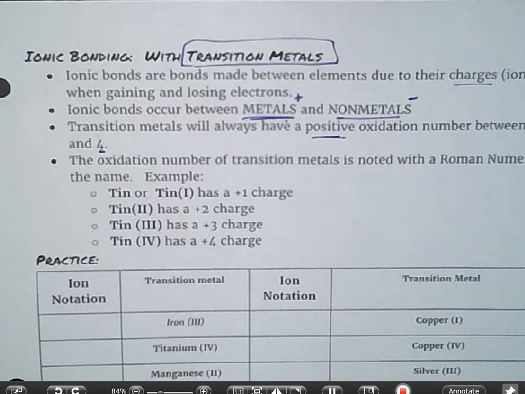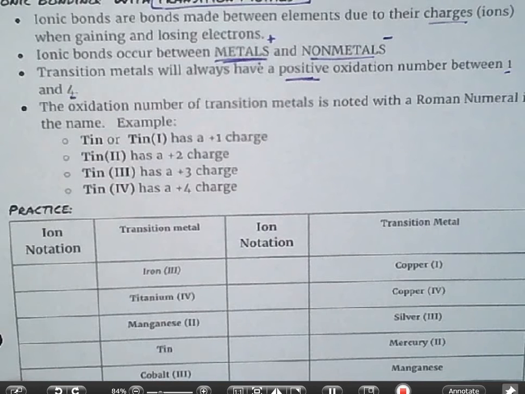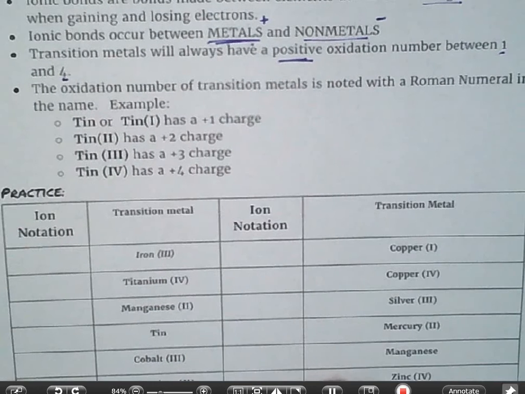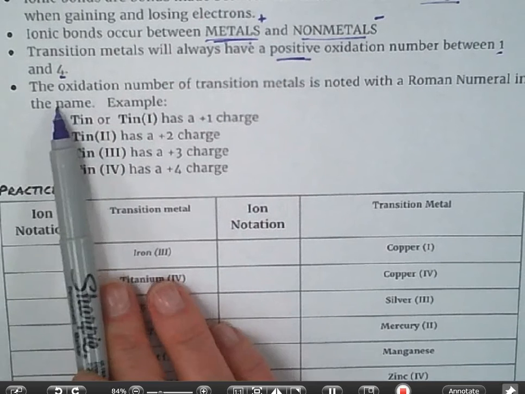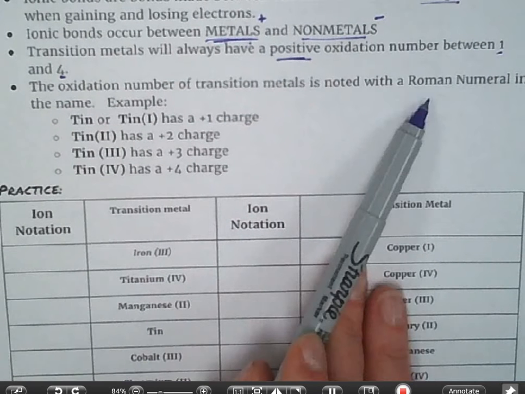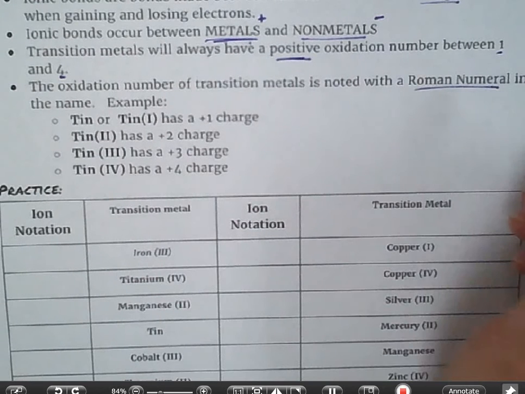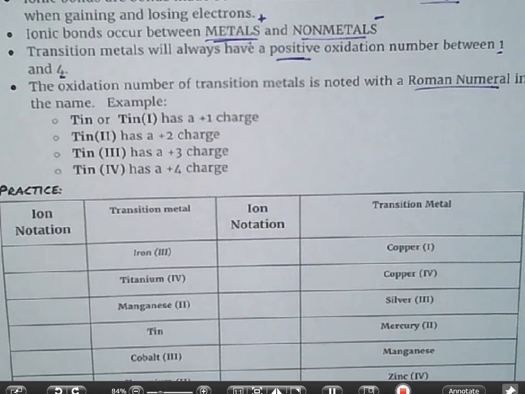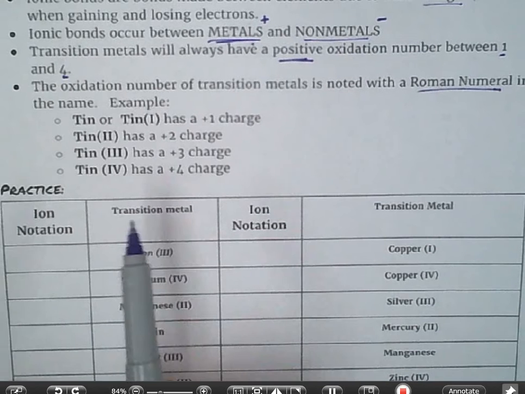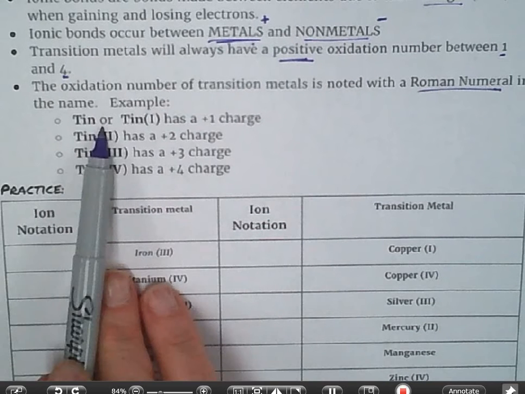So what I did down here is to show you how you know what their oxidation number is. What they're going to do is give this noted in Roman numerals. So your Roman numeral is your oxidation number. Okay, so that's your charge. I've given you some examples. If it says tin with a Roman numeral 1, it has a positive 1 charge.